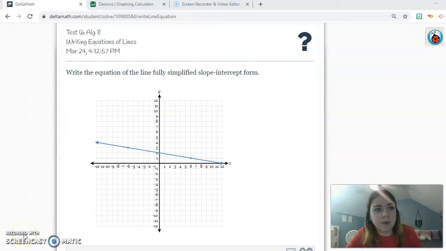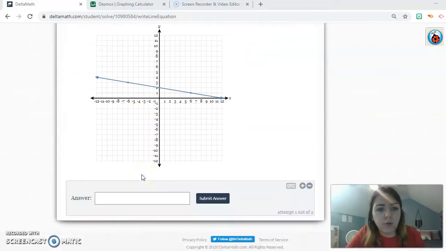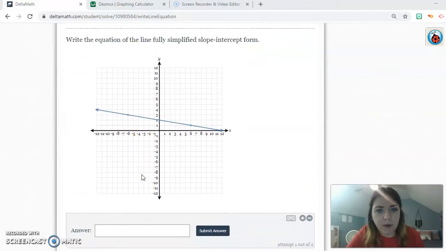Okay, so the last part of day 4 might be the easiest part, and that's because you actually have to do very little math, okay? So the title is Writing Equations of Lines, and every time you click on it, you're going to get a line on a graph, and you have to write the equation for that line, okay?